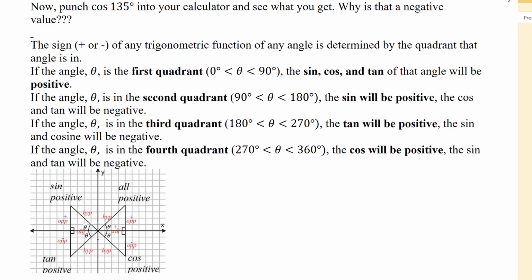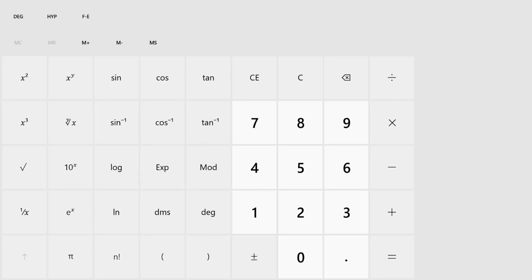Now, if you punch cosine 135 into your calculator, you go 135 and then hit cosine. Oops, that was the wrong button. 135 cosine. You're going to get negative 0.71. Why is it negative? What makes a trig function of an angle positive or negative?